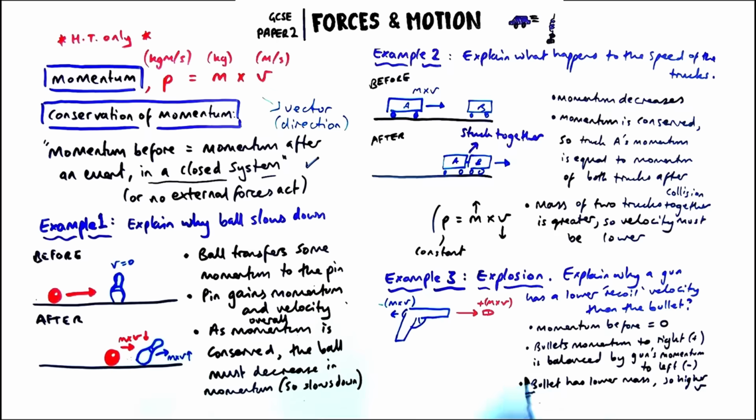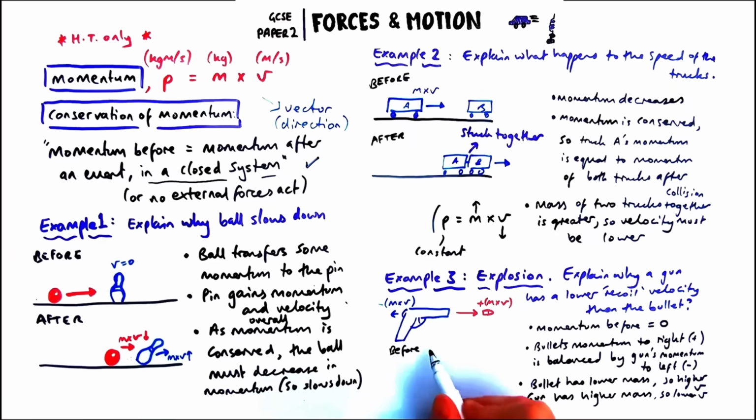Now, because the bullet has a lower mass, that means its velocity must be higher, and the gun has a higher mass, so its velocity must be lower. So therefore that explains why the gun recoils but also has a lower velocity. If we were to consider before versus after, sometimes it's helpful to consider the mass times velocity of each.